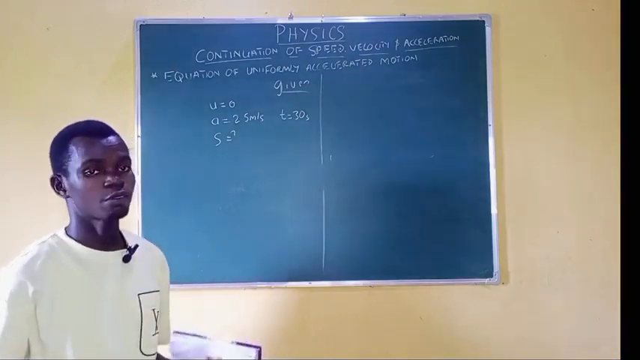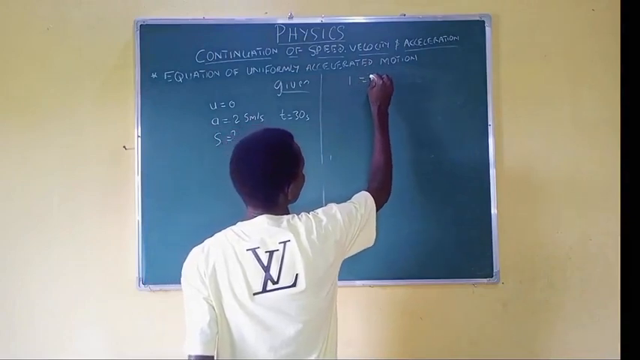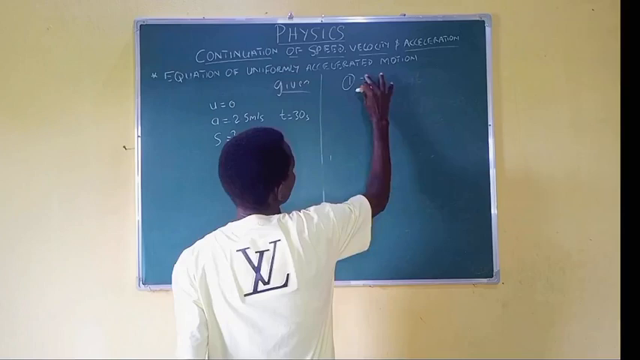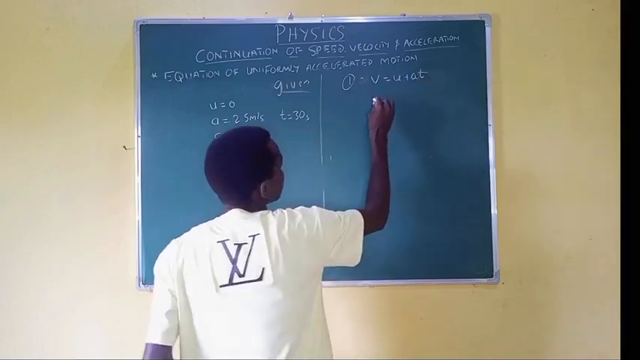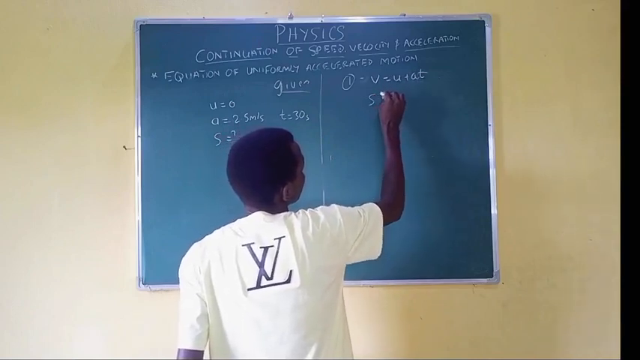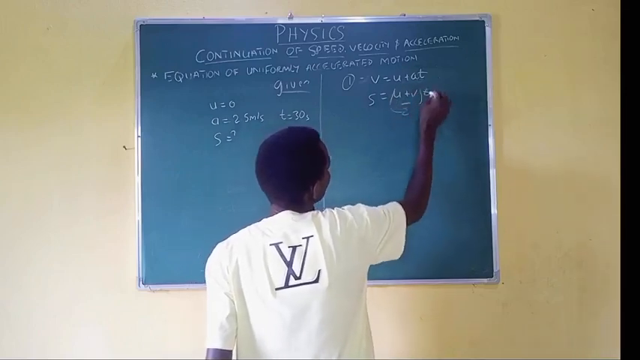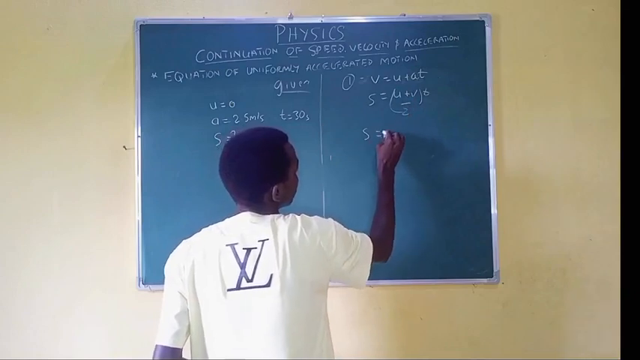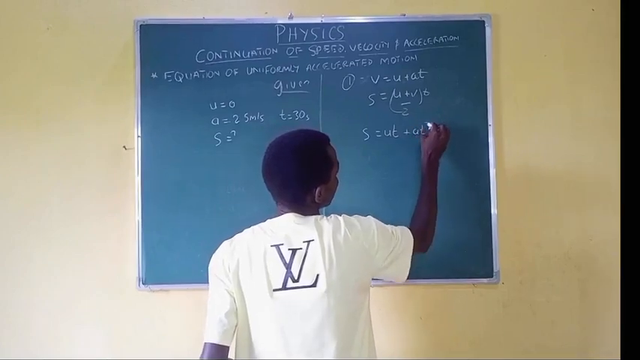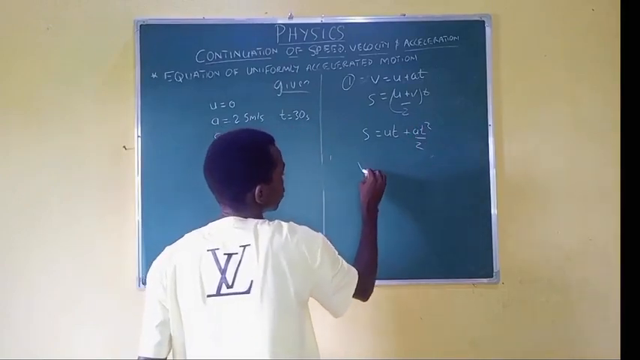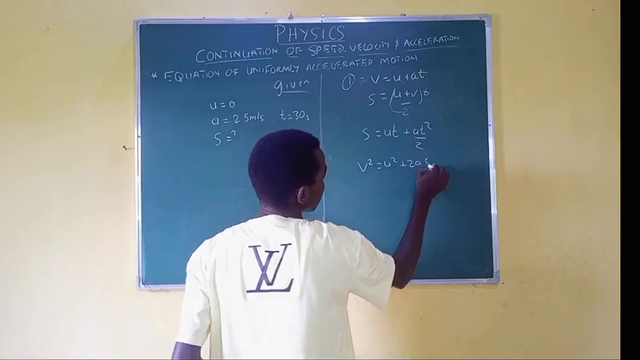So when you look at the four equations, let's say the four equations are these. Equation 1, V is equal to U plus AT. Equation 2, S is equal to U plus V all over 2 times T. Equation 3, S is equal to UT plus AT squared all over 2. And the final one, V squared is equal to U squared plus 2AS.